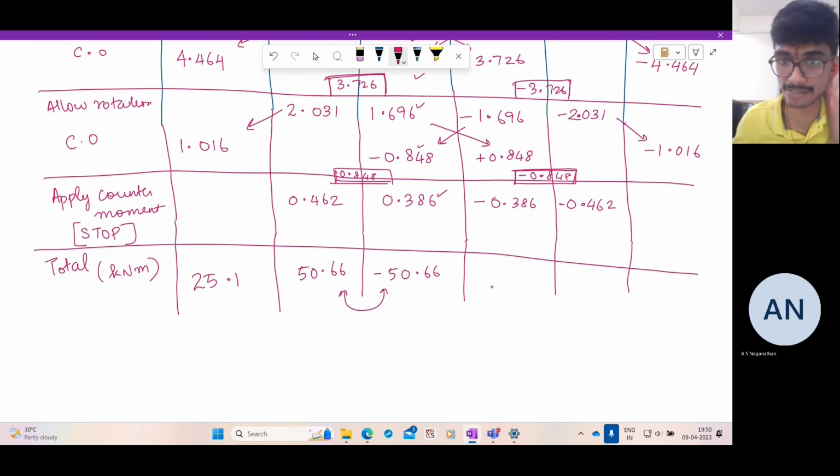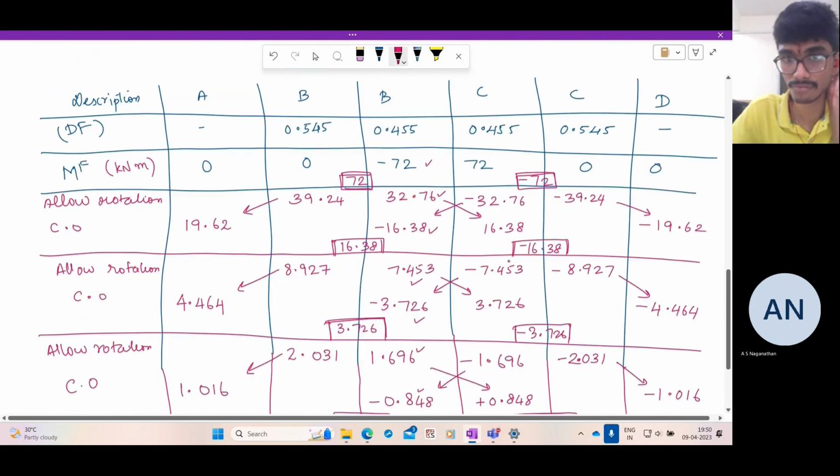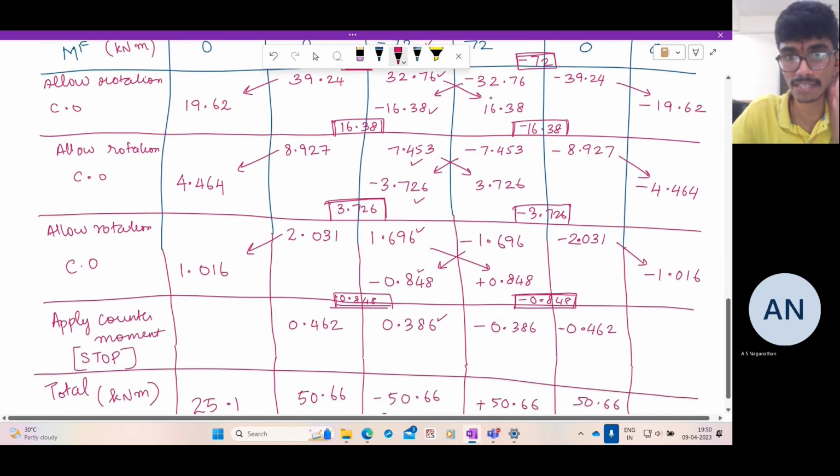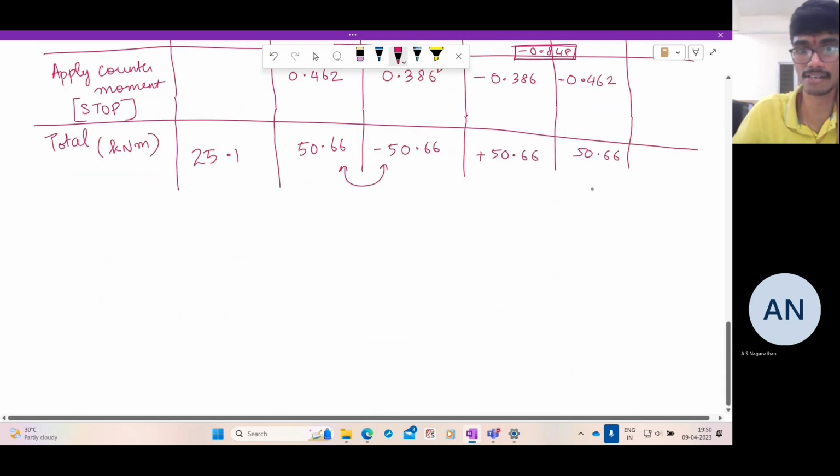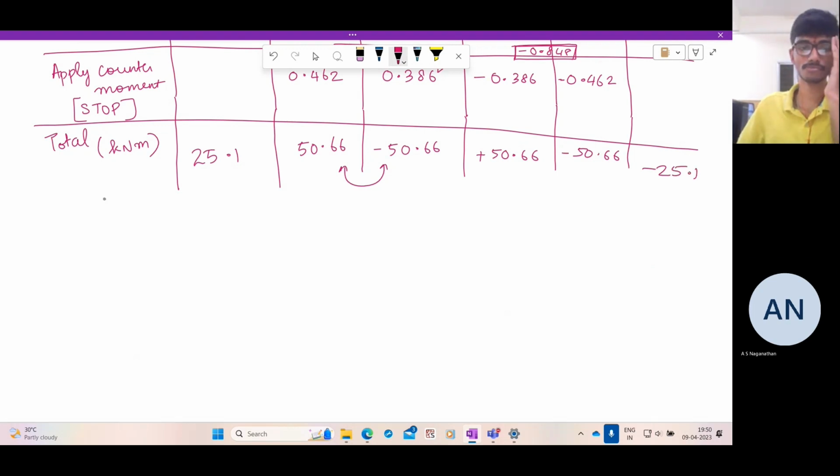So similarly here it is minus 50.66, 50.66. Sorry. So this is precisely the negative of this. So you get a positive sign here. Here you get negative of this. Here you get minus 20. So these are the final moments that we get for this structure, this portal frame structure.